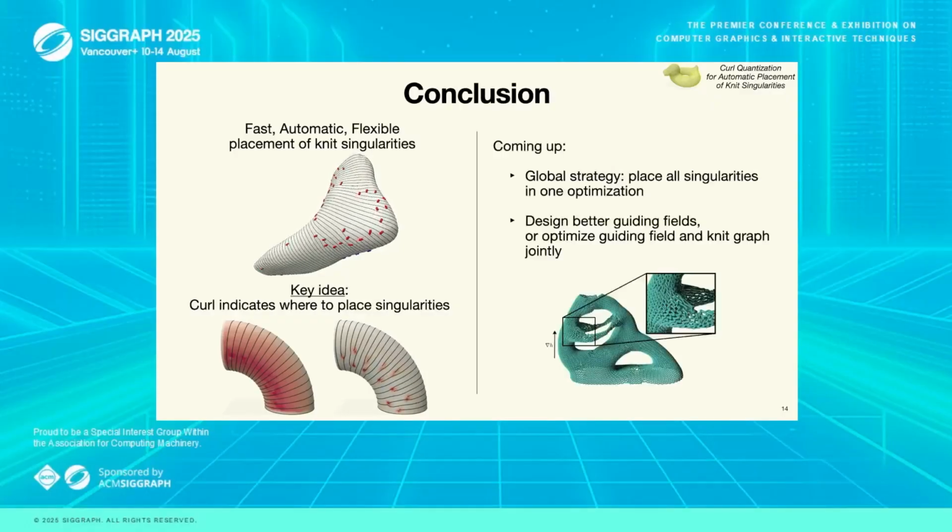The first one is to make the strategy truly global, meaning optimize all singularities simultaneously to avoid suboptimal placement choices early in the process. And the other thing is to design better guiding fields, because we can observe that the default guiding field, which is the normalized time function gradient, can sometimes be a poor guide for some models, like this fertility model on here. And so one idea is to optimize the guiding field and the knit graph in a joint fashion.